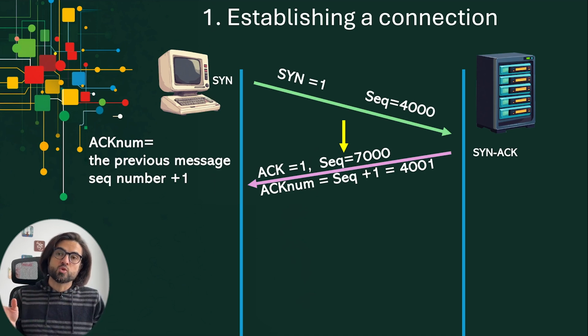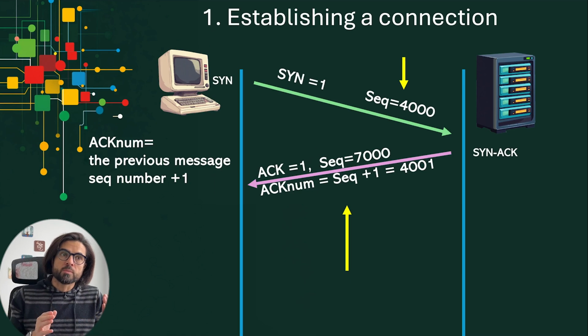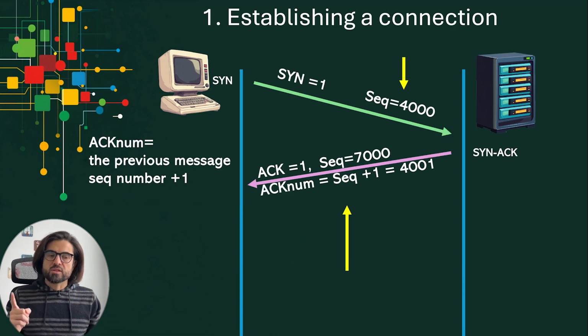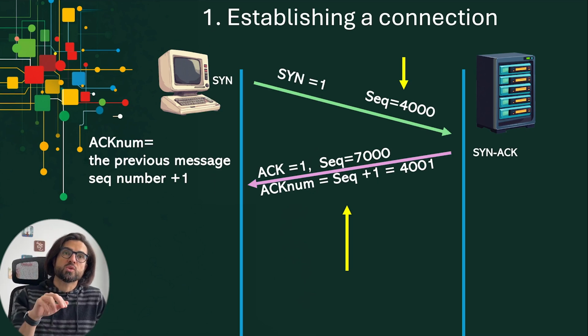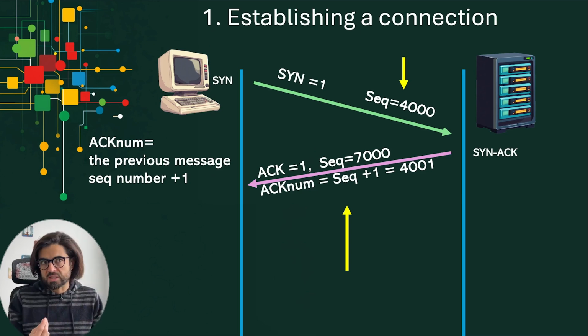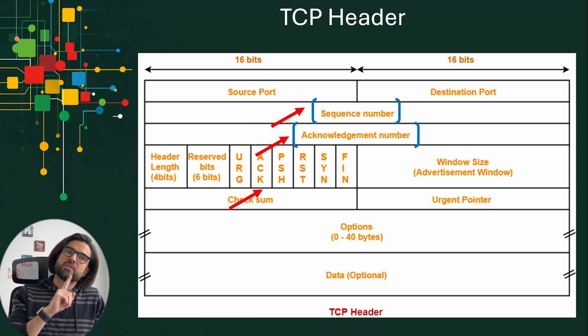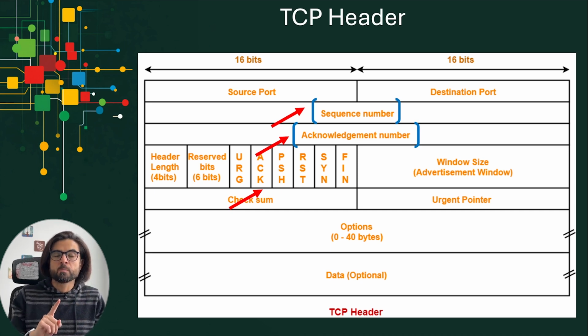For each message you're sending, there is an acknowledgement. So you need to have an acknowledgement number. And how you do it, you grab the previous message's sequence number, you add 1 to that, and you send it. So the previous sequence number plus 1 is the acknowledgement number. So in this way, the computer knows, okay, this is the acknowledgement for that specific message that I just sent. So look at the header. We have the sequence number, we have the acknowledgement number, and we have the ACK.